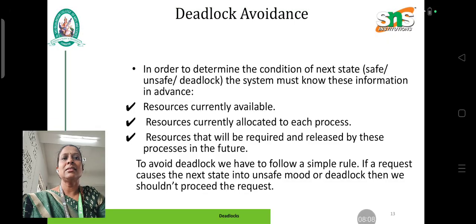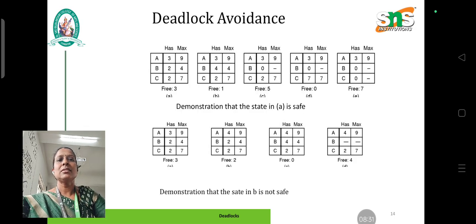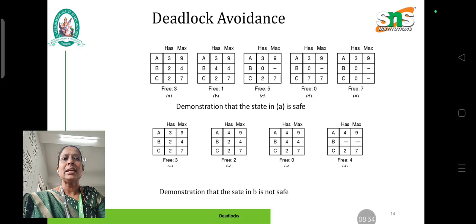Next is deadlock avoidance. In order to determine the safe or unsafe state, we must know the resources that are currently available, the resources currently allocated to each process, and the resources that will be required and released by these processes in the future. To avoid deadlock, we have to follow this simple rule in order to keep the system in a safe state.